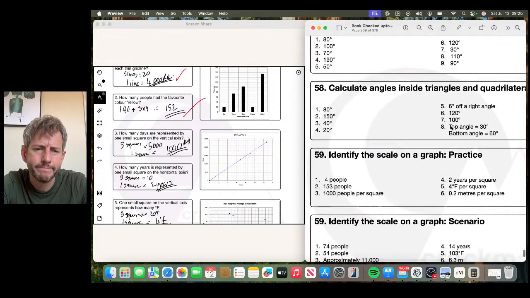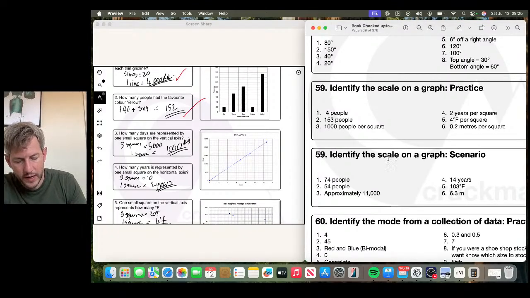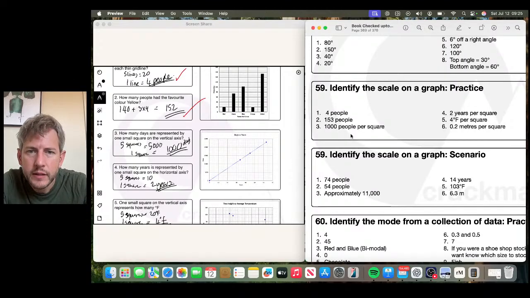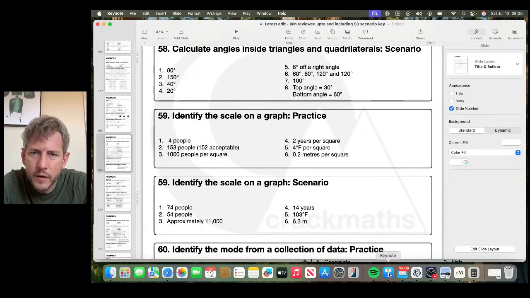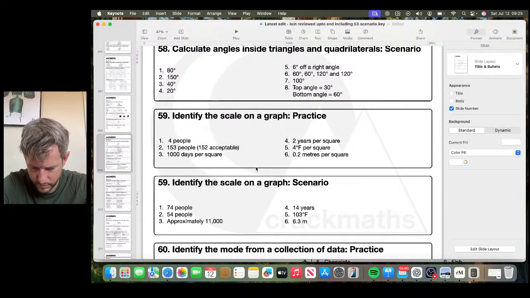Where were we? 1,000 people per square. Oh no, this one's 1,000 days. Okay, so go back to that. 1,000. Yep. It was days, wasn't it? How many days? Days. Yep.